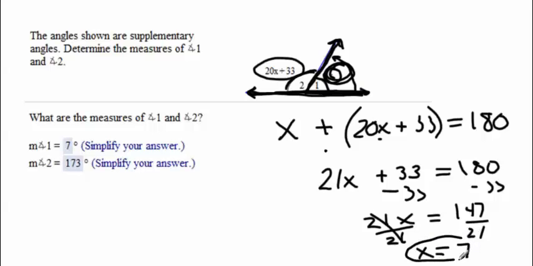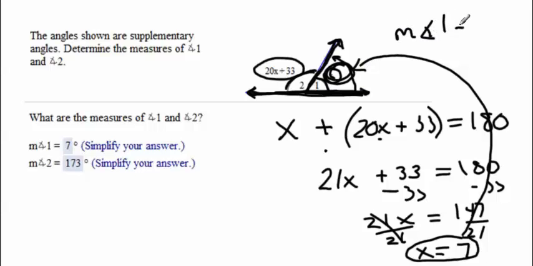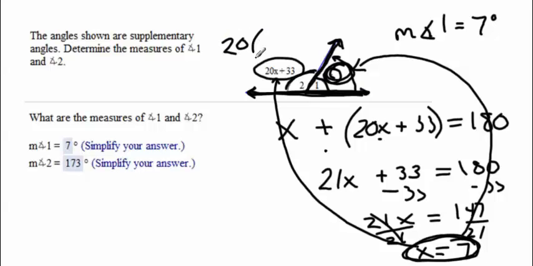Now that's the value of x. And if you recall back at the beginning, x is just the measure of angle 1. So the measure of angle 1 is equal to 7 degrees. Now x is 7, so if we go to the measure of angle 2, the measure of angle 2 is 20x plus 33. So that would be 20 times x, but now we know x is 7, plus 33. So we have 140 plus 33, which is 173.